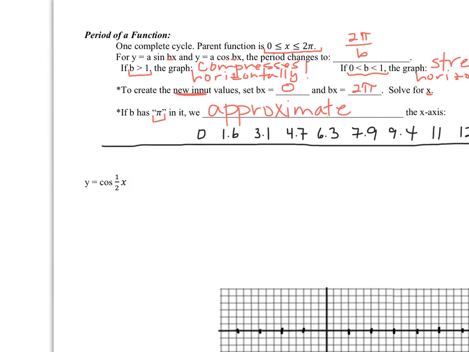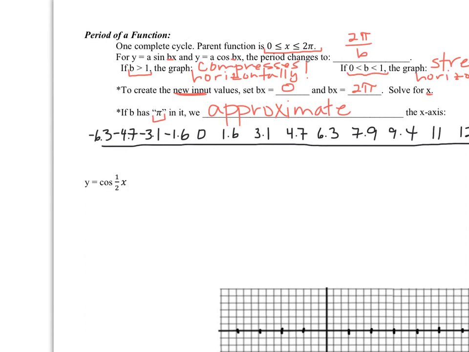To go to the left, negative pi over 2 is negative 1.6. Negative pi is negative 3.1. Negative 3 pi over 2 is negative 4.7. And then we probably won't go any further than negative 6.3 on the left.